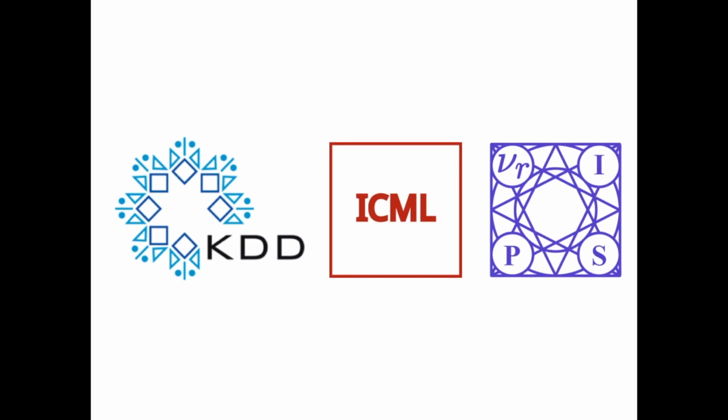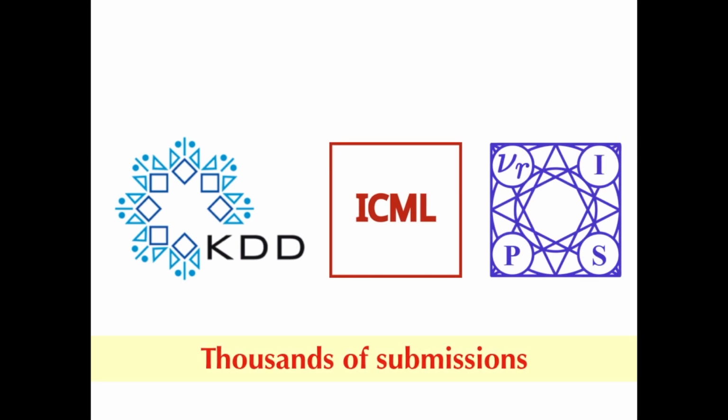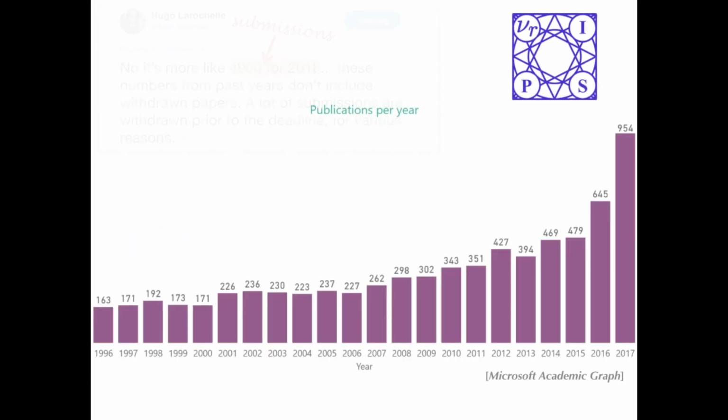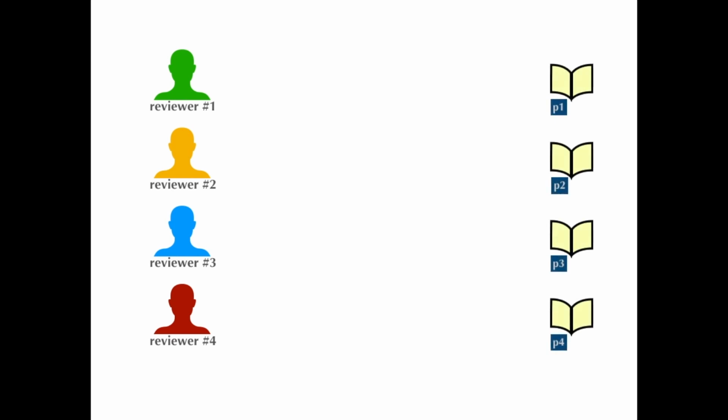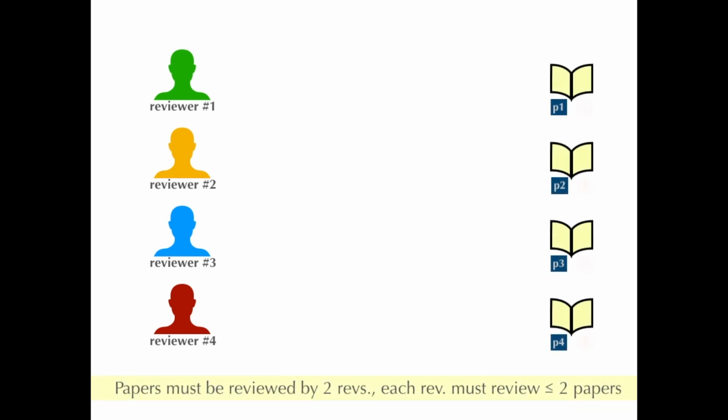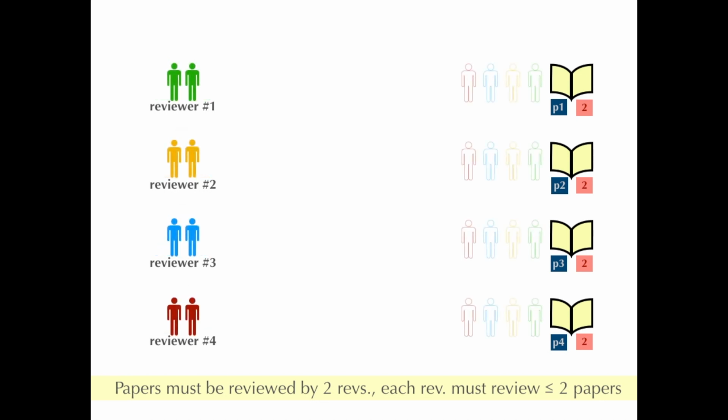You see, large conferences like KDD, ICML, and NeurIPS receive thousands of paper submissions. To review the submissions, the conference program committee enlists the help of thousands of reviewers. Typically, each paper must be reviewed by multiple reviewers, and each reviewer has an upper and lower limit on the number of papers they may review. Matching of papers to reviewers is performed automatically.